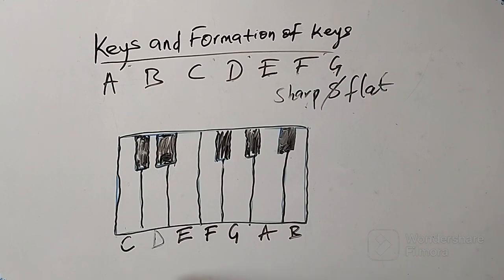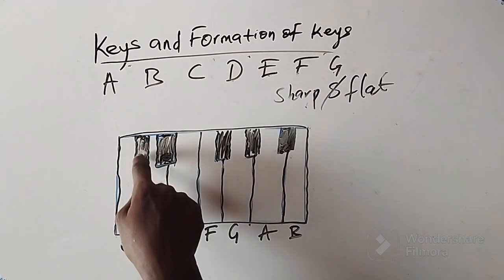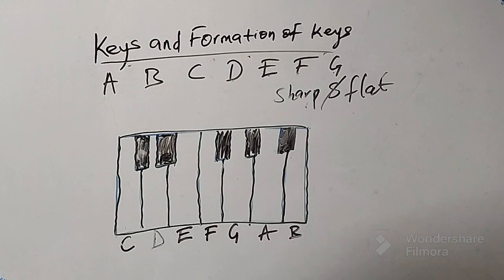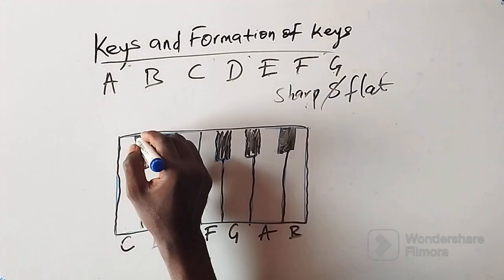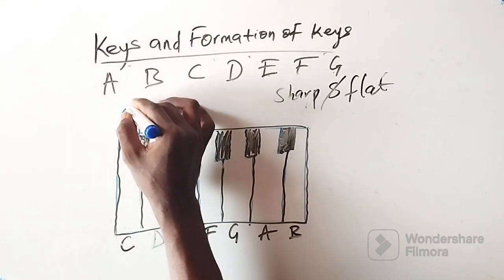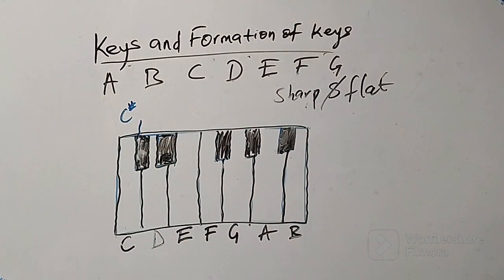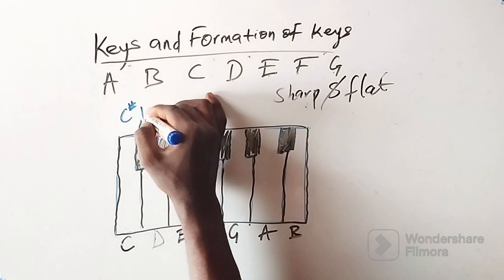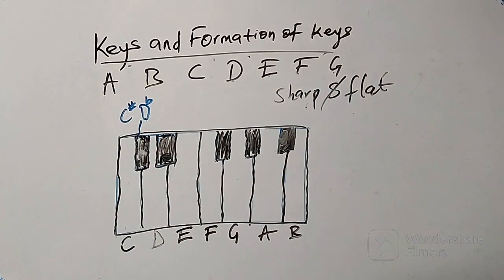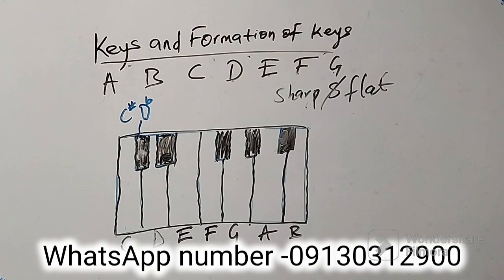Let me explain this now. When you want to give this key a name, because it is in front of C, you call it C sharp. So this key is C sharp. And also because the key is at the back of D, when it is at the back, you call it D flat. If you are not understanding it, you can message me. I will repeat it again.